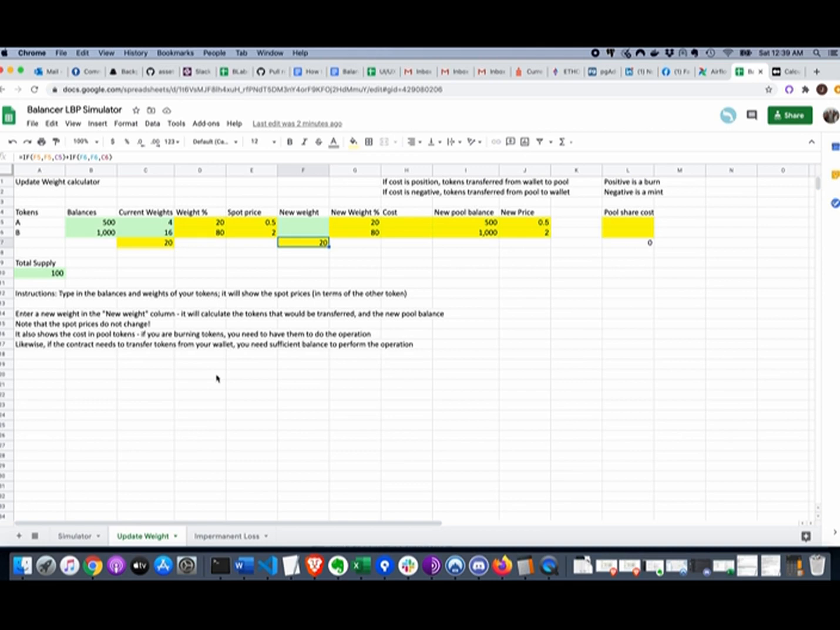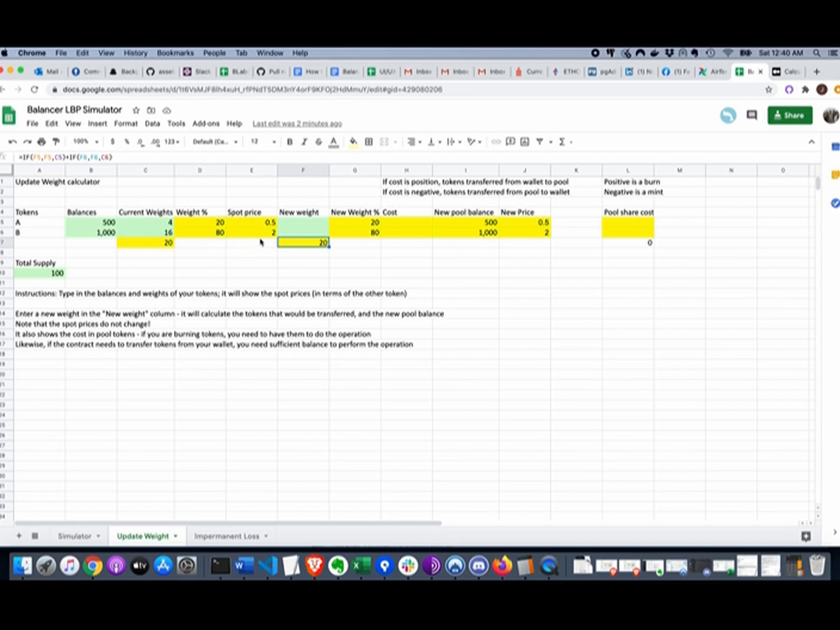You need to redeem pool tokens to withdraw collateral. So let's look at an example. We have a 2-token 80-20 pool for simplicity, 500 A tokens at 20%, and 1,000 B tokens at 80%. So here you can see the spot prices. A B token costs 2 A tokens.